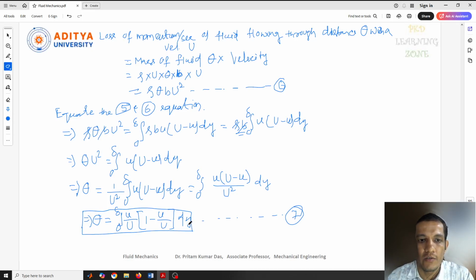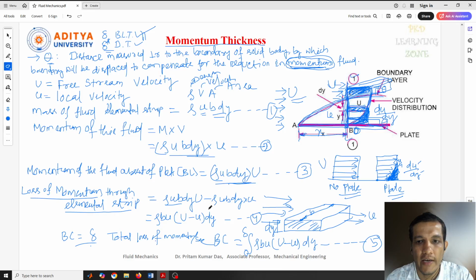Okay, so I hope you understand this concept. Anyway, very simple. In the next lecture we'll discuss the energy thickness. There also we'll get a similar concept. On behalf of this momentum, we need to put energy here, that is the reduction in kinetic energy.